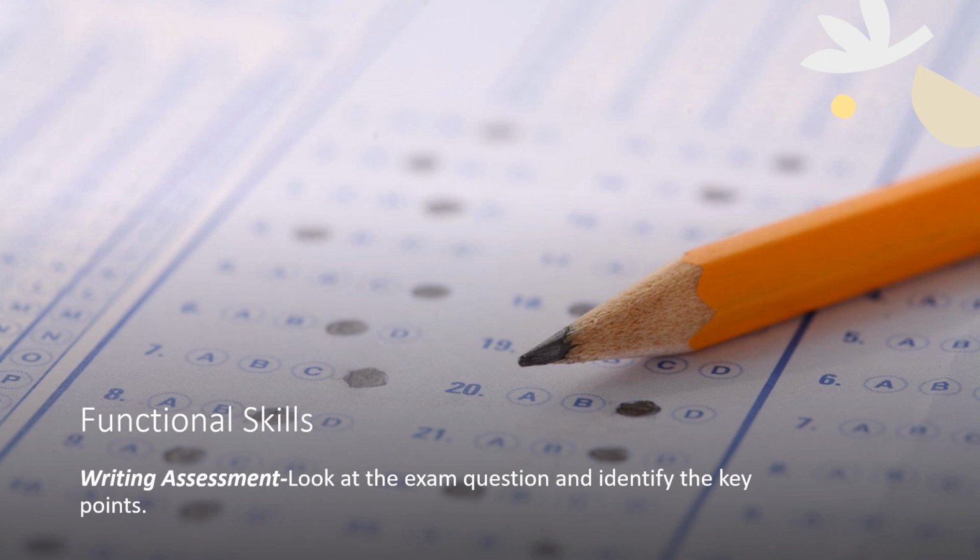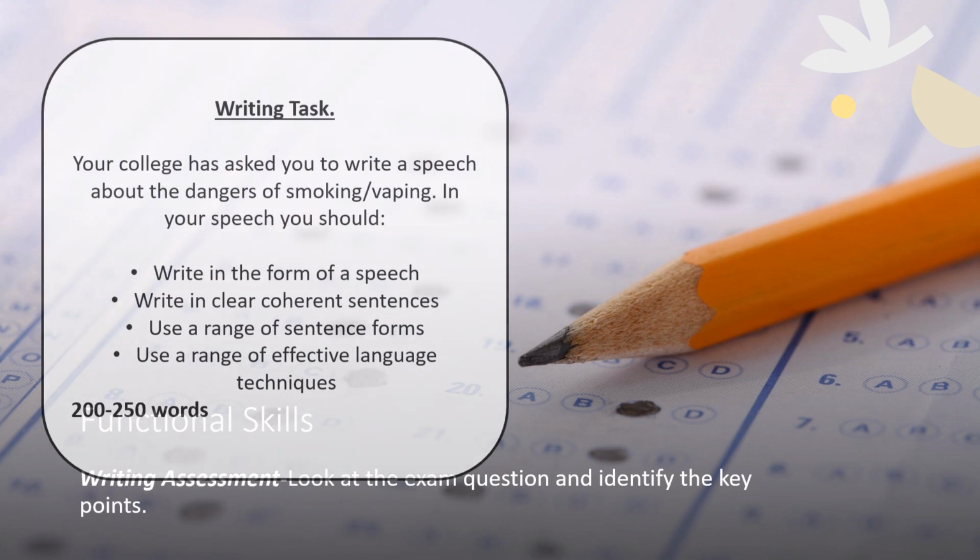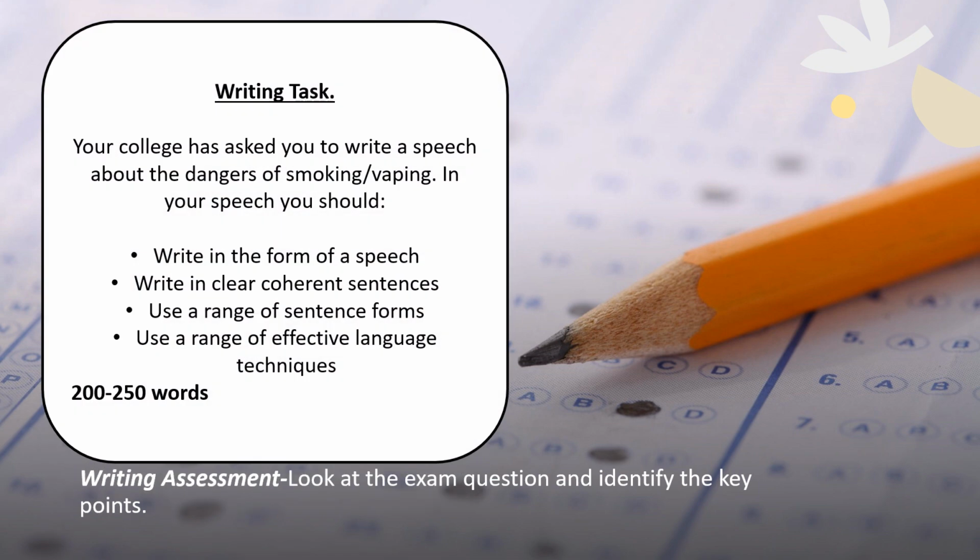Now what we're going to do is we're going to think about our writing assessment. So this is a very typical assessment that you might face in the level 1 or level 2 writing exam. Okay, so it says then, your college has asked you to write a speech about the dangers of smoking or vaping. In your speech you should write in the form of a speech, write in clear, coherent sentences, use a range of sentence forms, use a range of effective language techniques.